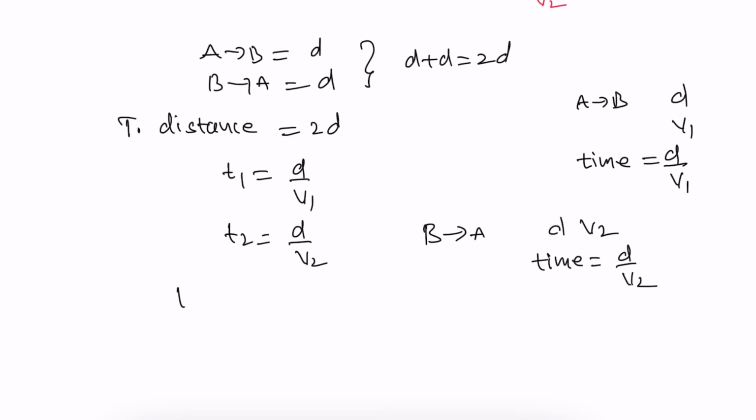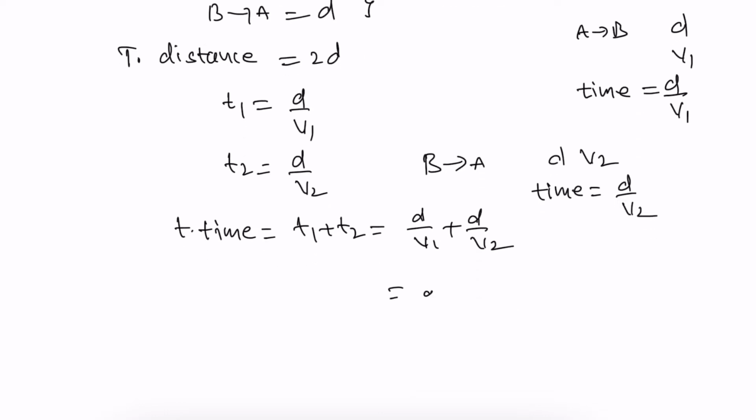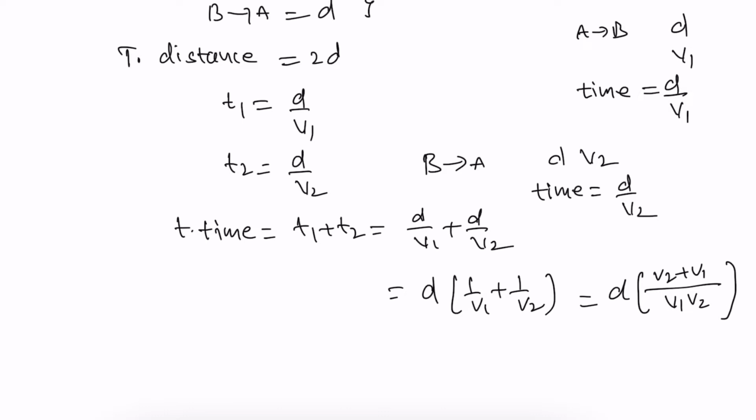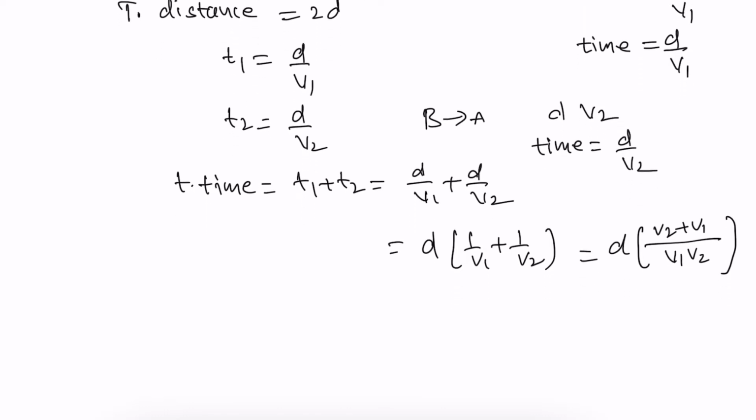Now the total time is time 1 plus time 2. So here d by v1 plus d by v2. If we take d as common, then we get 1 by v1 plus 1 by v2. So d, and the LCM is v1 v2. So we get in the numerator v2 plus v1. So now the total time is d into (v2 plus v1) by (v1 into v2).